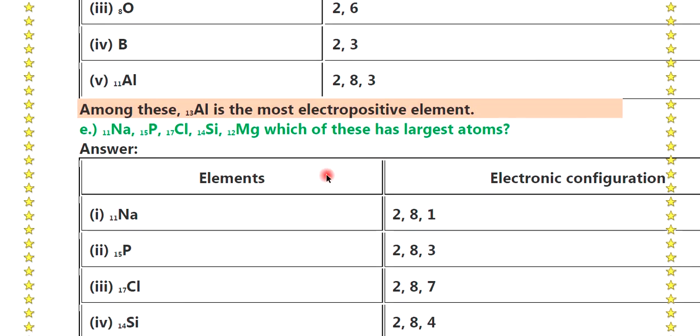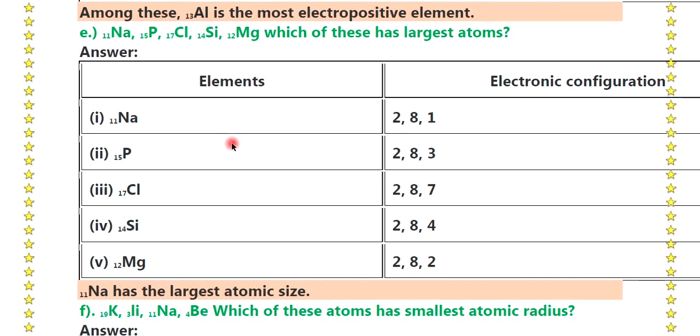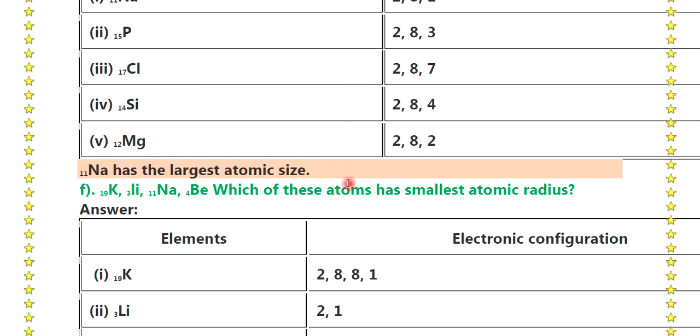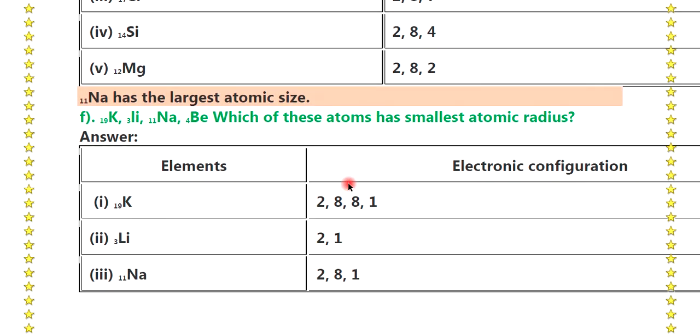E, sodium, phosphorus, chlorine, silicon, magnesium. Which of these has the largest atoms? Sodium electronic configuration is 2, 8, 1, phosphorus is 2, 8, 5, chlorine is 2, 8, 7, silicon is 2, 8, 4 and magnesium is 2, 8, 2. So sodium has the largest atomic size.